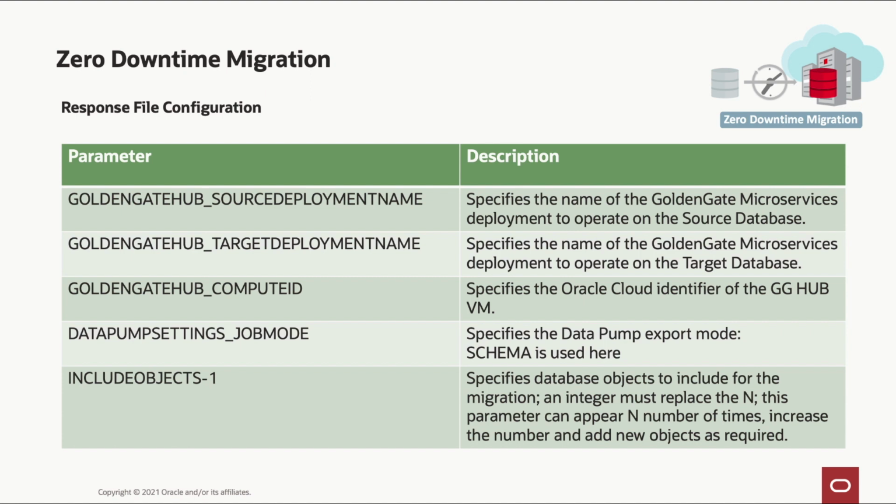And then we have the include objects n parameter. In this case, we have only one, which specifies the database objects to include in the migration. This integer must replace the n value. So you can have include objects 1, include objects 2, etc., and add them as required. In this case, we have one because there's only one that we're using for one schema.